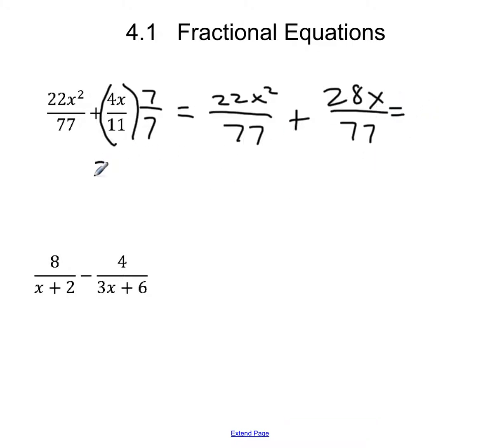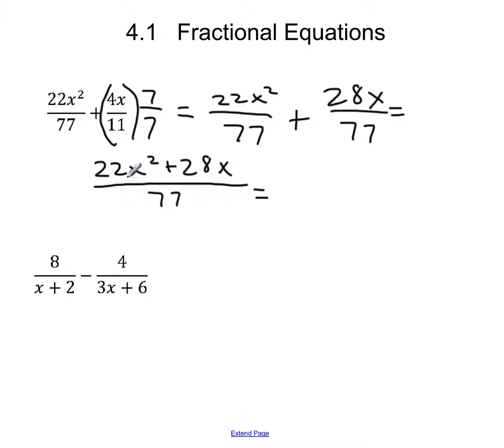And I'm going to say 22x squared plus 28x over 77. Well, guess what? These are unlike terms. X and x squared are not the same, so I can't combine those 2 together. 77 is my denominator. It stays the same. I think you could leave your answer like this, but you'll learn in the next book that you could factor out a common factor here.